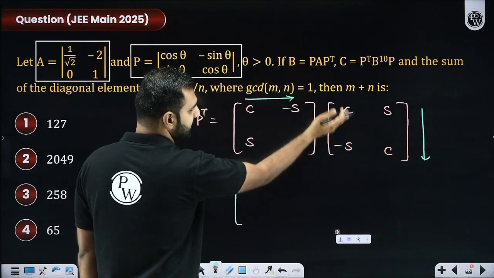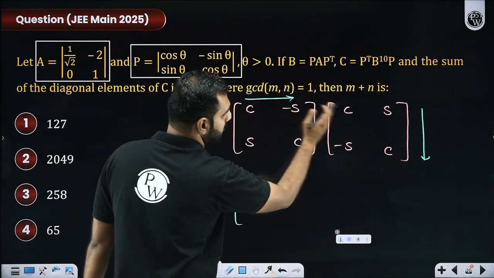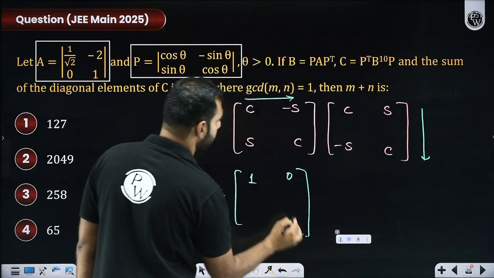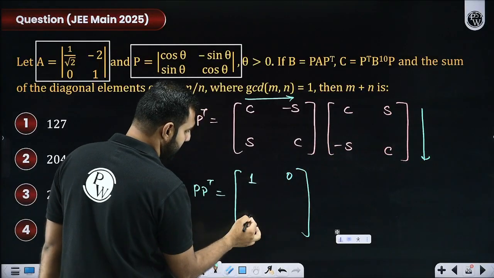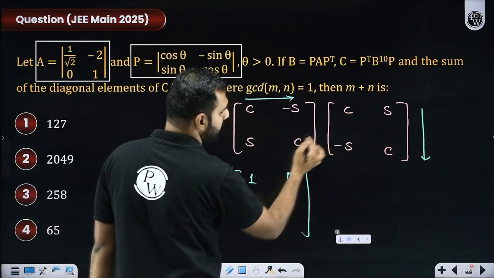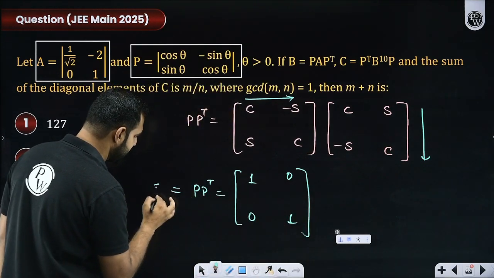So PPT I'll be working out as follows: rows I'll choose from here, columns I'll choose from here. C squared plus S squared, that is cos square theta plus sine square theta, is 1. CS minus SC, that is 0. Then this row with this column, sine cos minus cos sine, is 0. Sine square theta plus cos square theta is 1. So I got P times P transpose as an identity matrix.